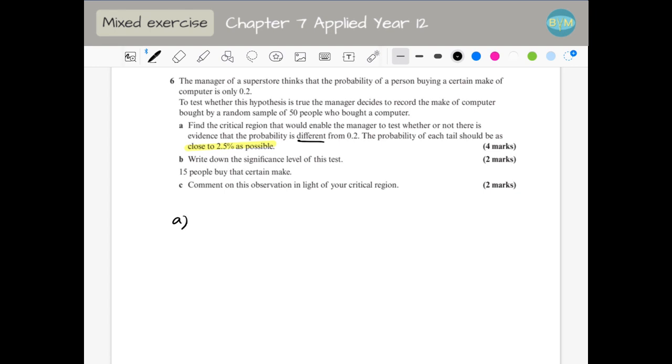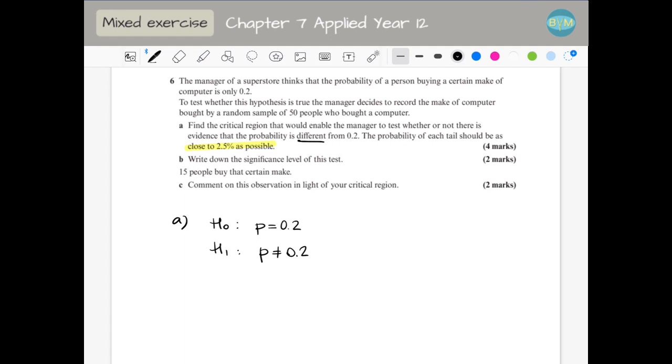Remember that there are two methods to do these questions, the hypothesis testing. And I always recommend you to learn both because one is faster, one is the critical region that sometimes you are asked anyway. So it's important that you learn both. H0 is going to be P = 0.2 and H1, it says different, so it's going to be a two-tailed test. I'm going to do P different from 0.2.